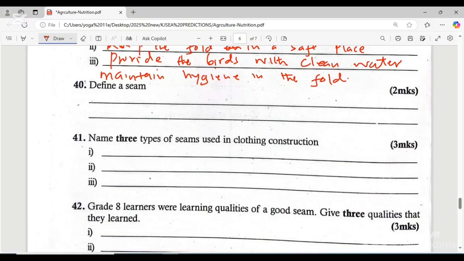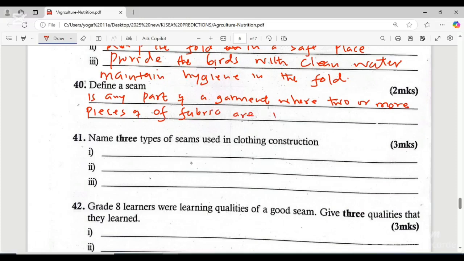Define a seam. A seam is any part of a garment where two or more pieces of fabric are joined together using permanent stitches.